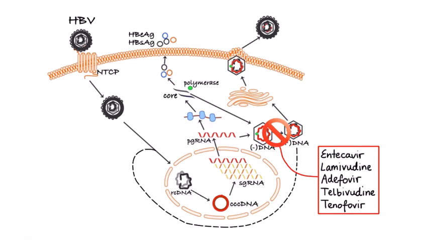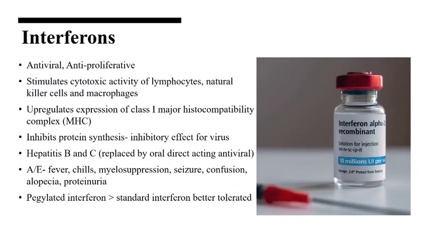So now we will look into the individual drugs. The first drug is interferon, which has antiviral and anti-proliferative effects. It stimulates the cytotoxic activity of lymphocytes, natural killer cells, and macrophages, and also upregulates MHC expression in the cells. These two activities increase the effect of lymphocytes and natural killer cells against cells infected by the virus. It also inhibits protein synthesis in cells, which is highly required by the virus to produce its structural proteins, and thus has an inhibitory effect on the virus.